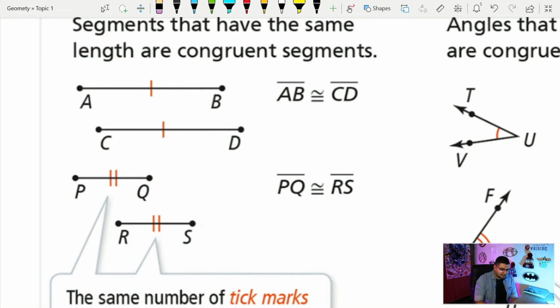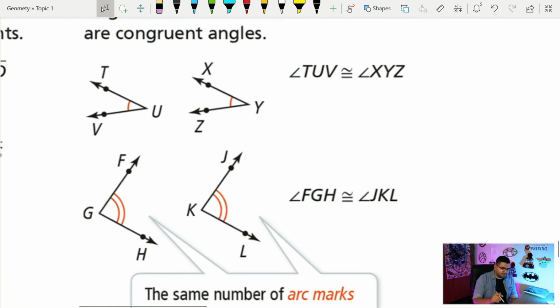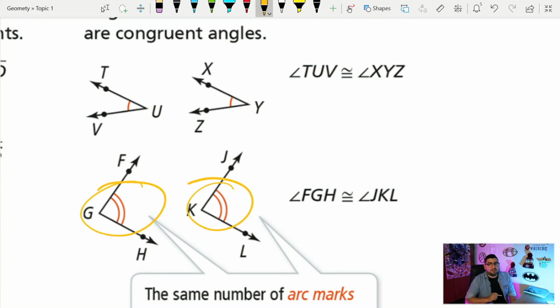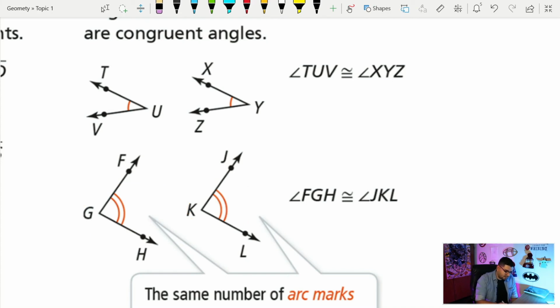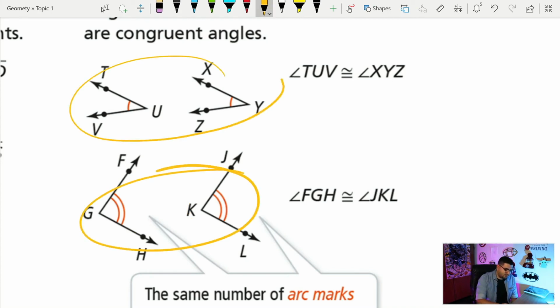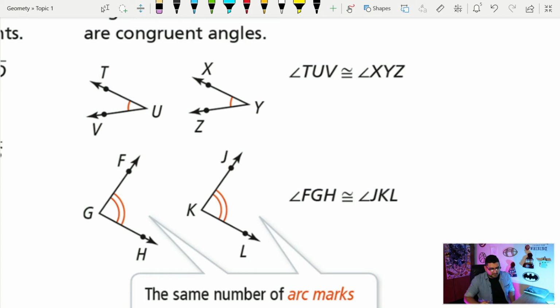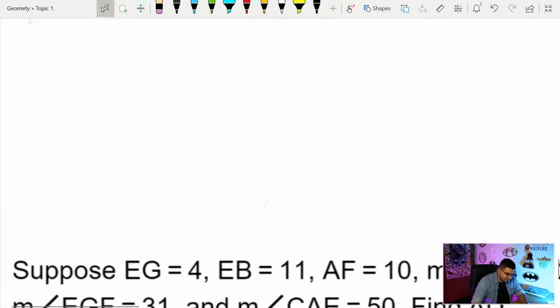The same thing's true with angles, except with angles we do a curved line inside the angle. Again, the same rules apply: these two are congruent to each other, meaning they're the same exact measurement. And these two are also congruent to each other. They have the same exact number of red lines. But they are not congruent to the ones above them. They have to have the same number of arc marks, as we call them, in order to be congruent. So we use this to help us in solving problems.